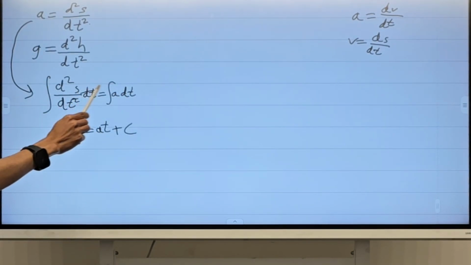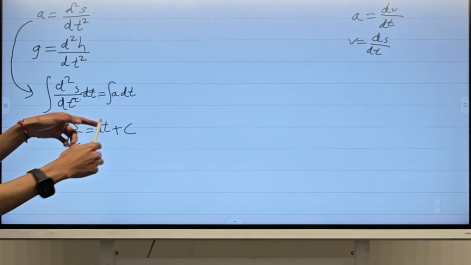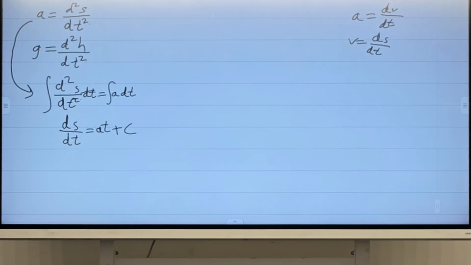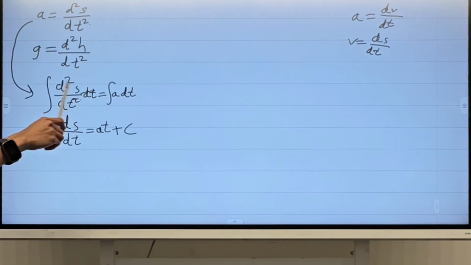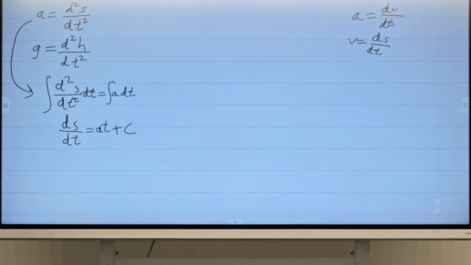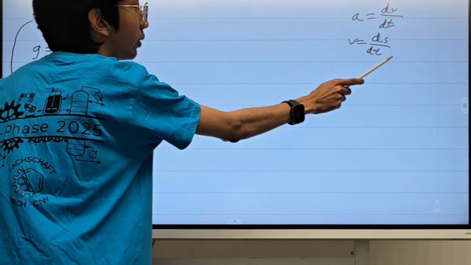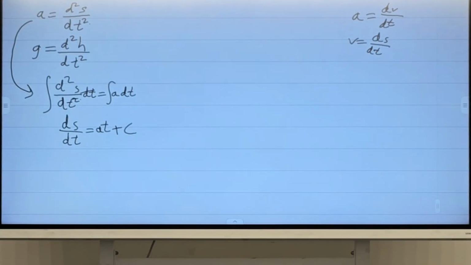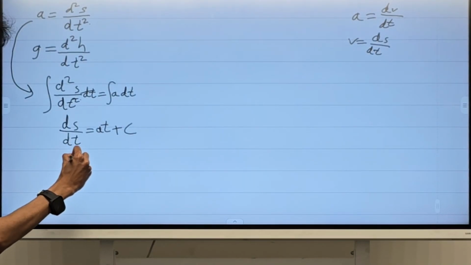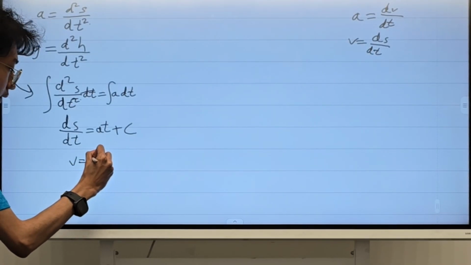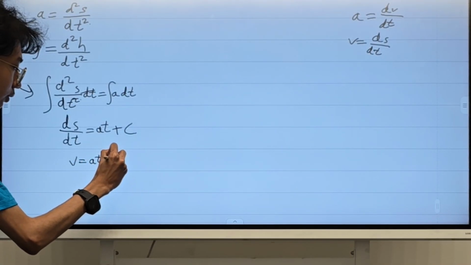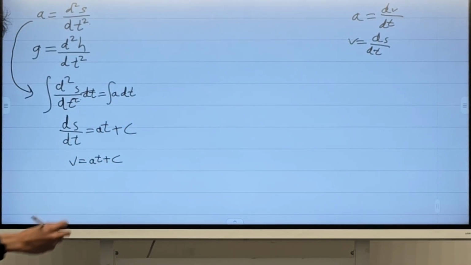We actually have a plus c here and a plus c here. They can combine to make one plus c. Don't need to worry about the details. Right, let's look at this for a second. What is the rate of change of position? We already found it out. The rate of change of position is velocity. Velocity is basically how much position is changing. So we can substitute it in here. v is equal to at plus some constant.